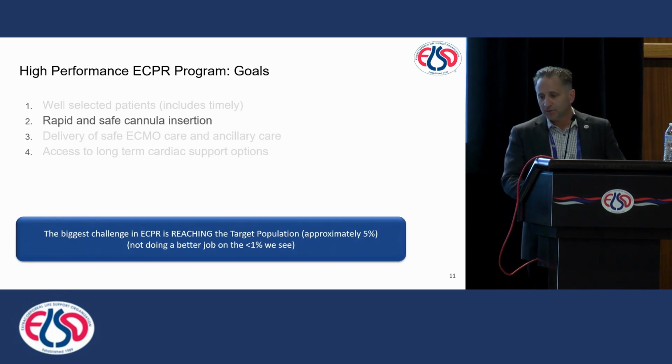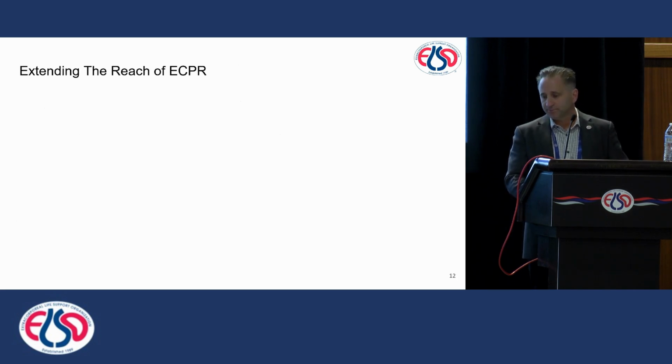So what I'd like to talk about now is the elephant in the room, which is high-performing ECPR programs really depend on us reaching that 5% of patients much more than we currently do. It's not, in my view, about getting better at treating that minuscule population we get our hands on. So doing an even better job at that less than 1% that we see will not be as effective as getting to more people. And I think the main barrier is being able to establish ECMO in different contexts, in different places, by different staff.